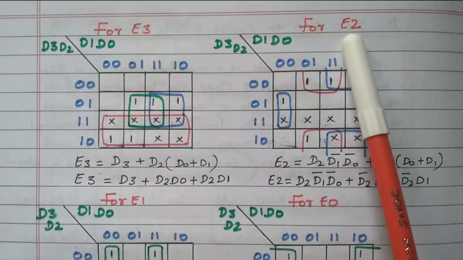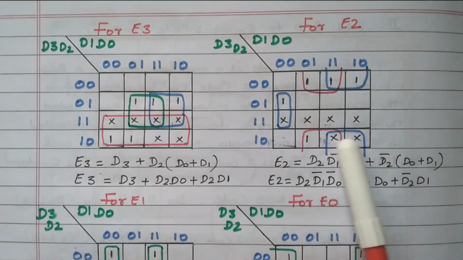Now we'll go to E2. Again, these 6 cells are don't care conditions.